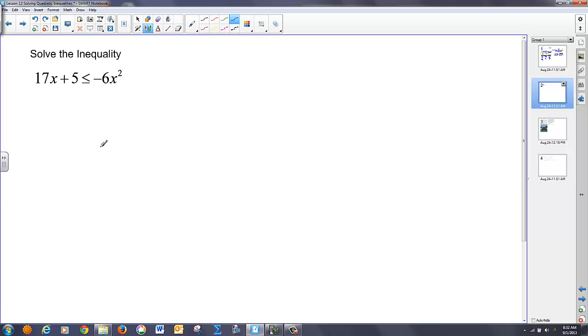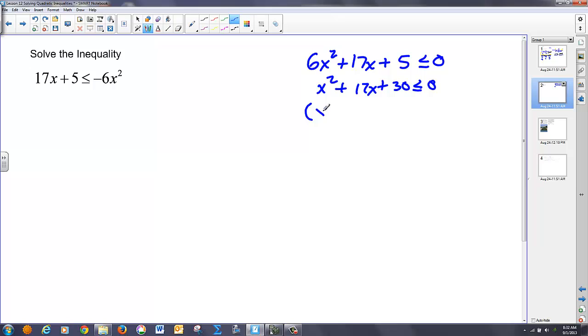And in this case, we have our inequality. I'm not a big fan of factoring with negatives, so I'm going to bring that over to the other side and say I've got 6x squared plus 17x plus 5 is less than or equal to 0. I'm going to take and factor that using a 5-step. So I'll multiply the 6 to the 5 and get a 30. Factor into x plus 15 and x plus 2.